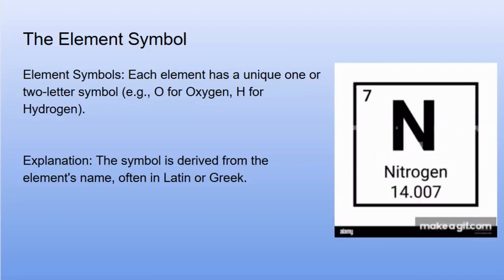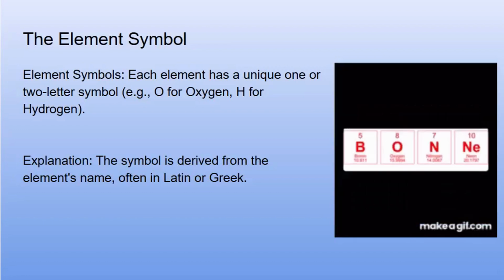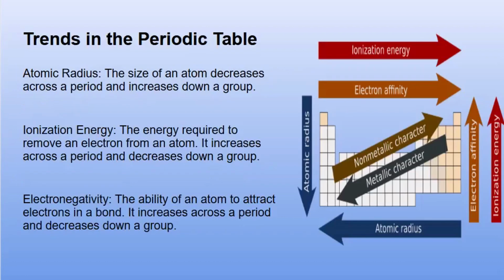Now let's talk about some of the fascinating trends you can spot in the periodic table. These trends help us predict the behavior of elements based on where they are located on the table. Our first point is atomic radius. This is basically the size of an atom, and it changes depending on where the element is. As you move across a period, the atomic radius decreases. The reason behind this is as more protons are added to the nucleus, the pull on the electrons increases, drawing them closer to the center. But as you move down a group, the atomic radius increases. That's because the electrons are being added to new electron shells, which are farther from the nucleus.